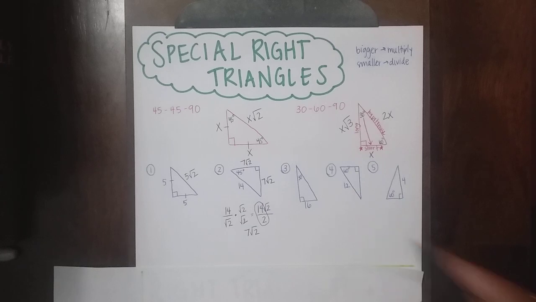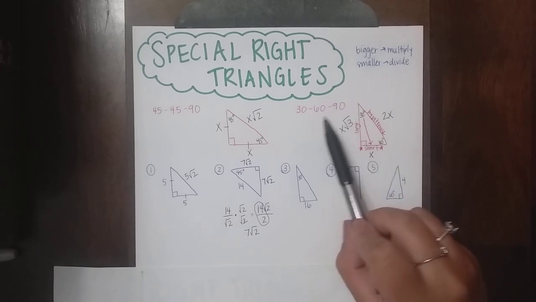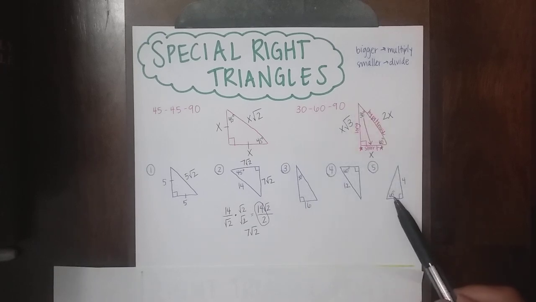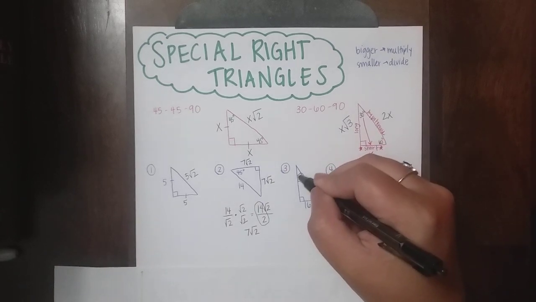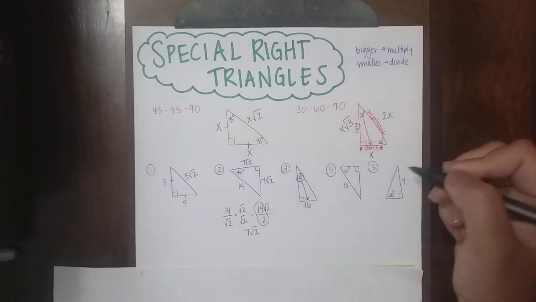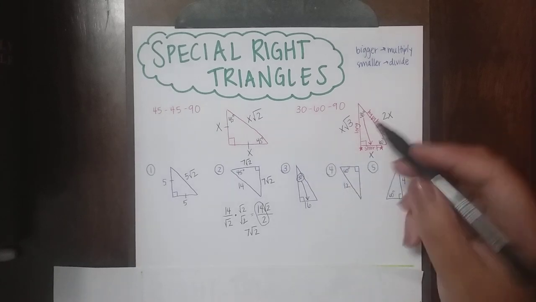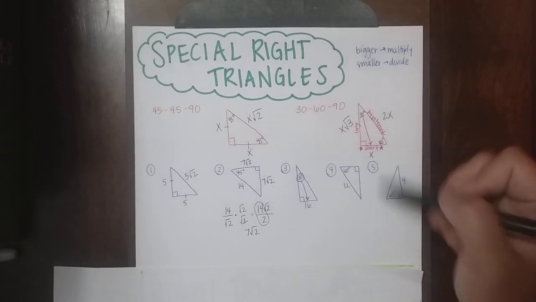For the third, fourth, and fifth one, I'm switching over to 30, 60, 90s because they all have at least a 30 or a 60 written in there. Right? And then every time I do these, I'm going to find the 30-degree angle and I'm going to draw an arrow to the opposite side. Right? And that's important because I need that short side that's opposite the 30.